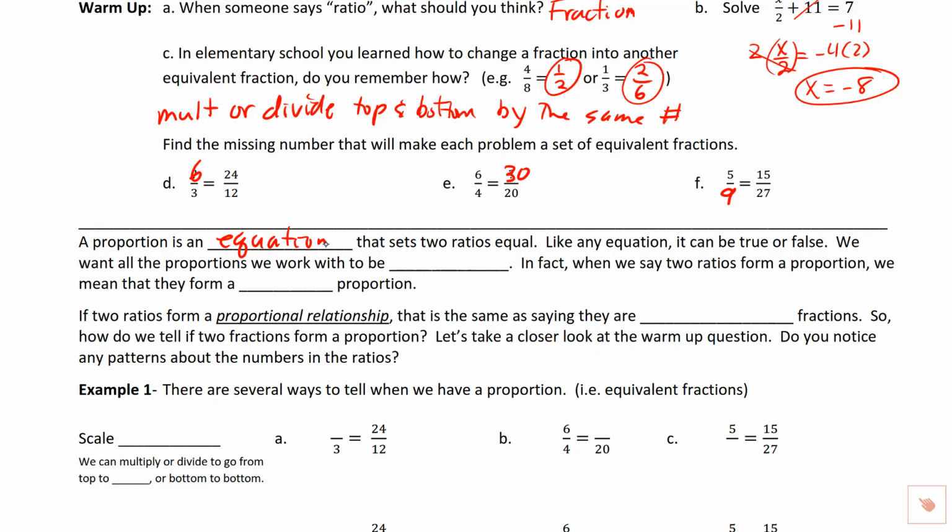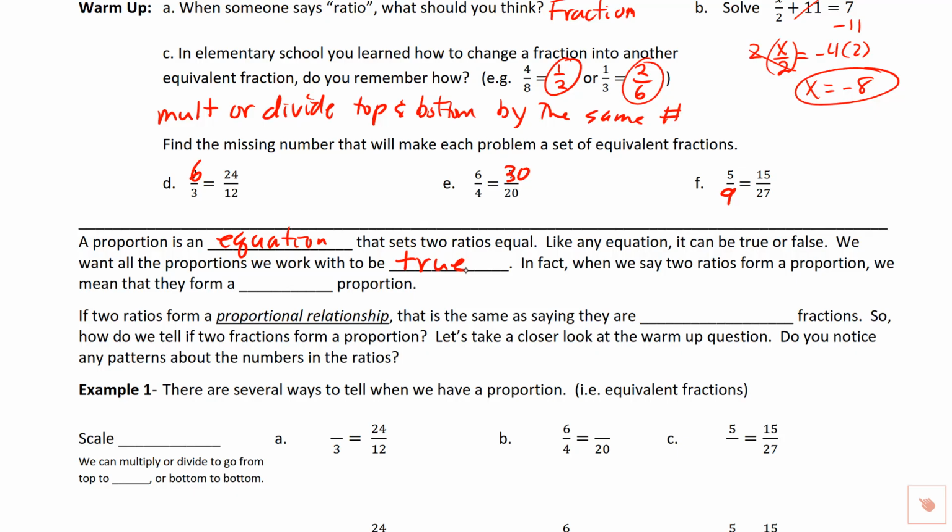A proportion is an equation, and what it does is it sets two ratios equal to each other. So remember, a ratio is a fraction, so it's got a fraction on one side of the equal sign and a fraction on the other side of the equal sign. So you'll notice we've kind of already dealt with a couple of proportions right here, and it says like any equation it can be true or false. Well, we want all the proportions that we work with to be true. We definitely want to be working with true proportions.